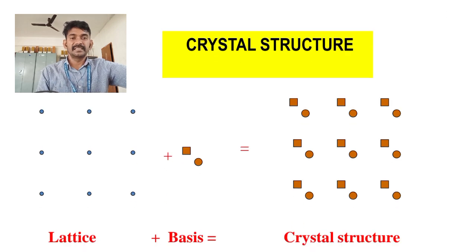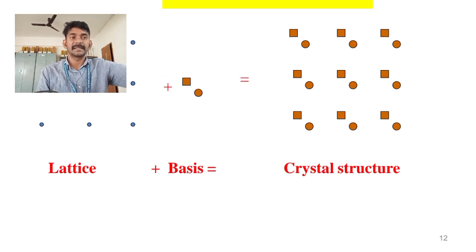Then crystal structure. This is a lattice, where each single point is called a lattice point. This is a basis. When we combine lattice plus basis, we call it a crystal structure.